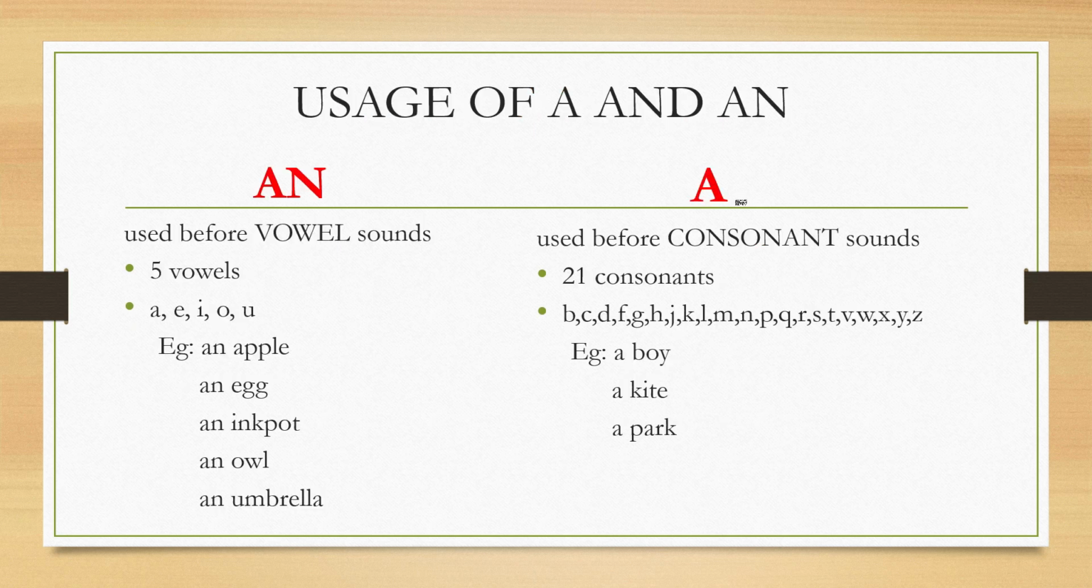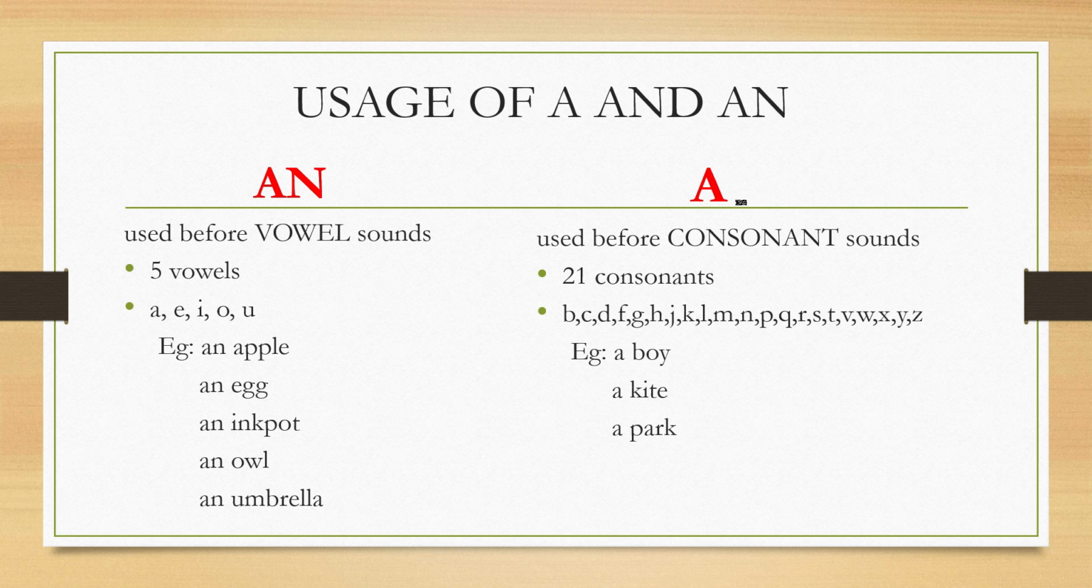Usage of a and an. A and an are used before singular nouns. An is used before vowel sounds. There are 5 vowels: A, E, I, O, U. Let's see some examples. An apple, an egg, an inkpot, an owl, an umbrella.